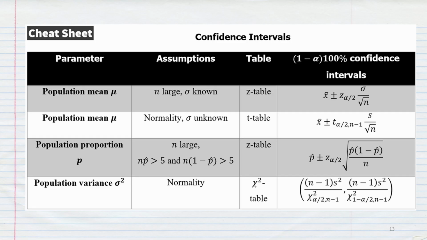Standard deviation known, use the z-table. Standard deviation unknown, use the t-table. You should check normality in the problem statement. To conduct confidence interval on a population proportion, check the assumptions on the sample size and use the z-table. Finally, to conduct the confidence interval on the population variance, check normality and use the chi-squared table.